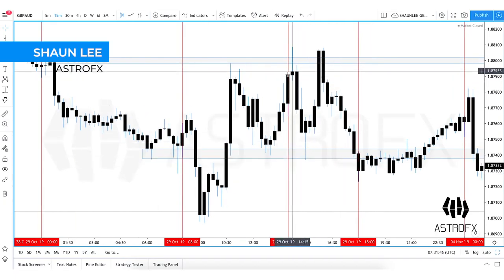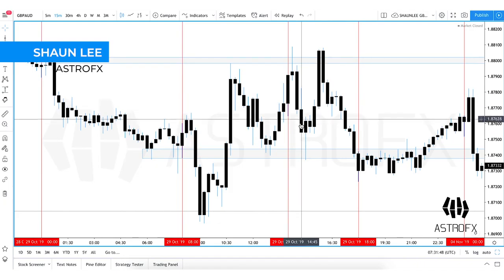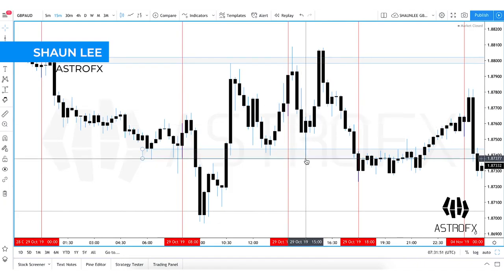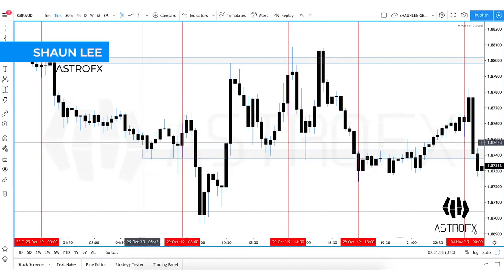And this is the US session, US overlap. Boom, come in. We test the lows at 3 o'clock in the afternoon. Asia lows again.